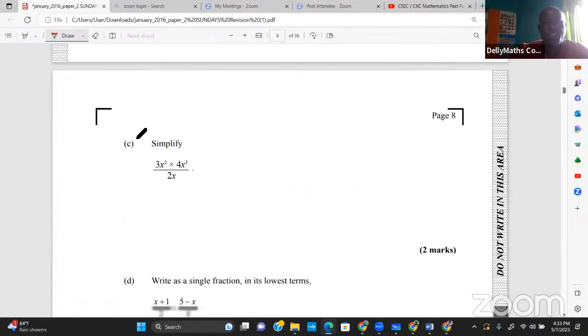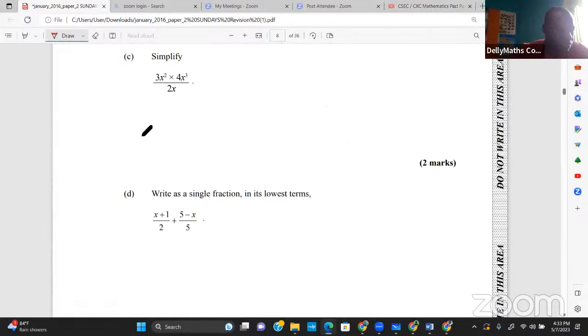All right, yeah. So the C part says simplify. So we want to simplify this that we're looking at. There are many ways you can do this. So what you could do, you could just carry everything on across first. So the top times the top, because you're multiplying. So you could say 3 4s 12. X to the second times x to the third will give you x to the 5th. And all of this must be over 2x.